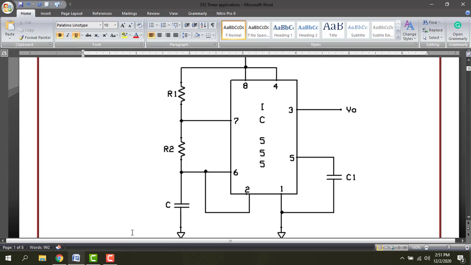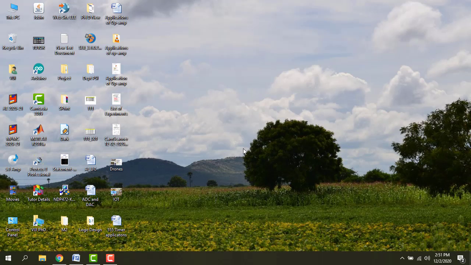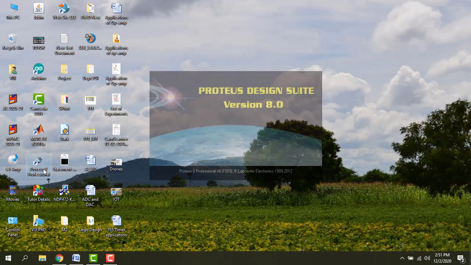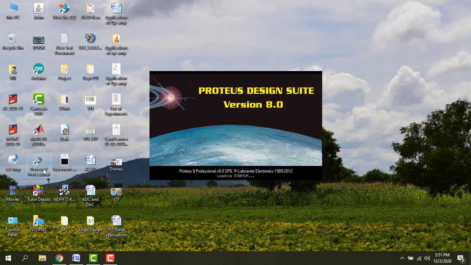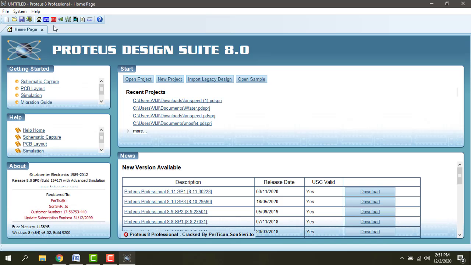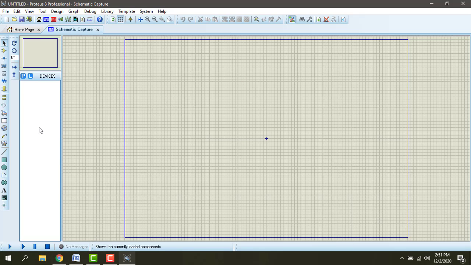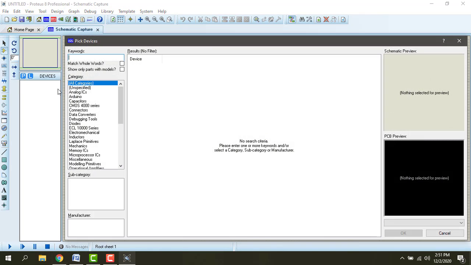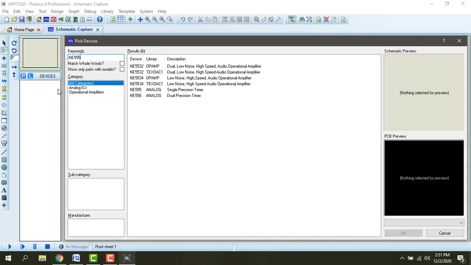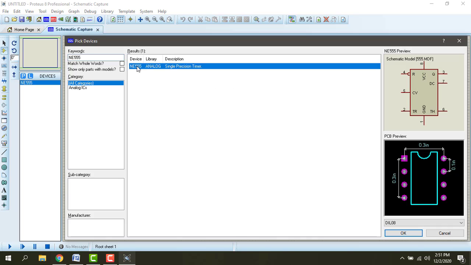Proteus software. So open the Proteus software. Open the new project, it will be there, open it. This blue color icon, then this amp symbol, component mode, then pick components, pick, then 555 timer, NE555. The name is NE555. So double click.